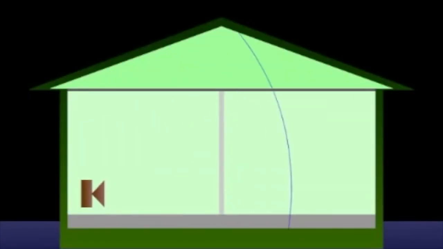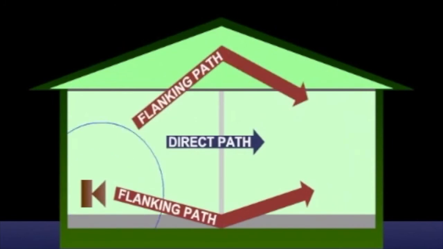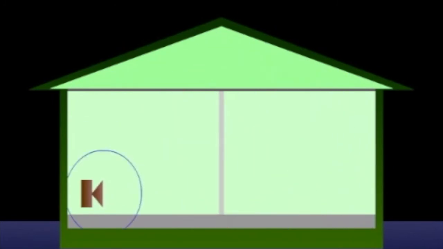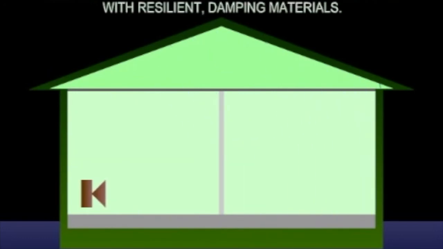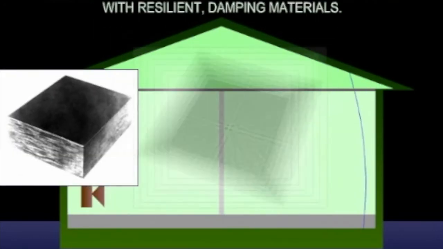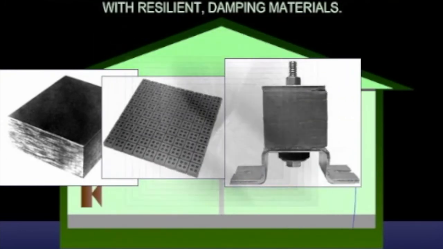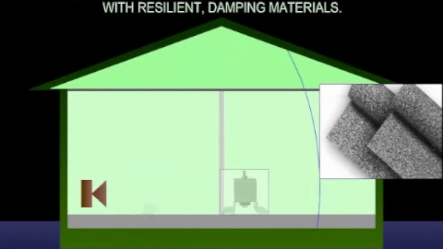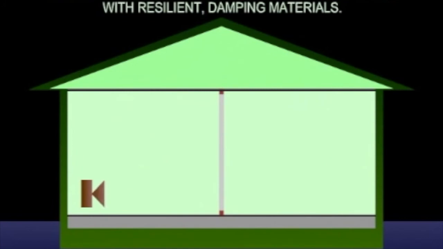Sound can take many paths to reach adjacent locations other than the direct path. These routes are known as flanking paths and exist due to the rigid connection of walls, floors, and ceilings to one another. In order to eliminate flanking paths, these rigid connections need to be replaced or retrofitted with resilient damping materials. Inserting rubber, neoprene, compressed fiberglass, or even cork into a flanking path will decouple the path, greatly reducing the amount of energy transferred from the source.